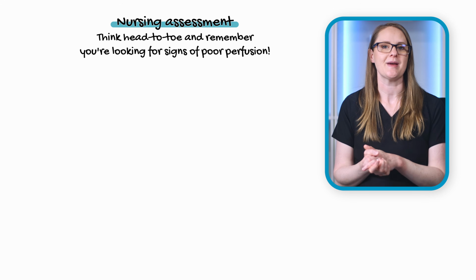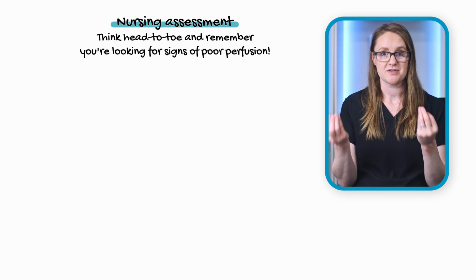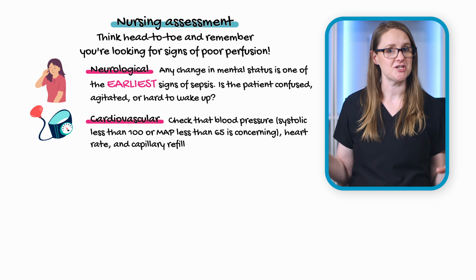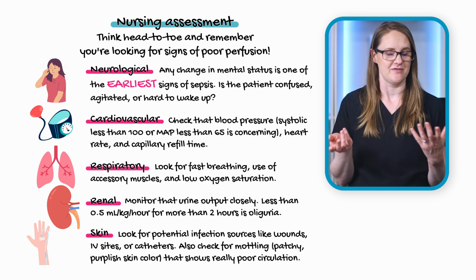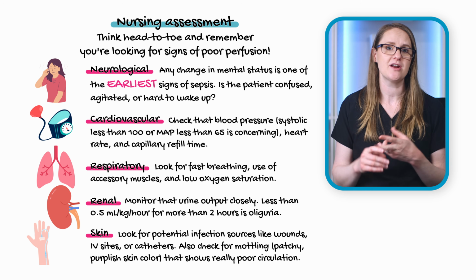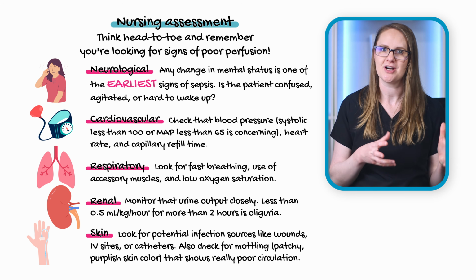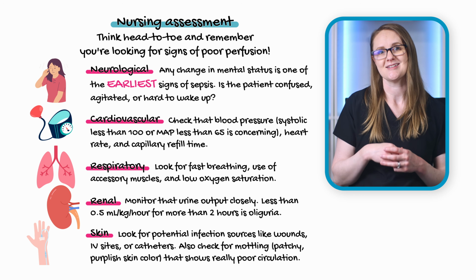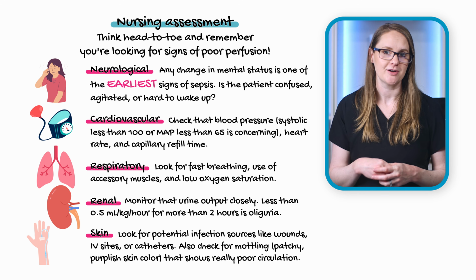Now for your nursing assessment, let's think of head to toe, and remember that you're looking for those signs of poor perfusion. So neurological, we're looking for any change in mental status. This is one of the earliest signs of sepsis. Is the patient confused, are they agitated, or are they hard to wake up? And then cardiovascular signs, check that blood pressure. We're looking for a systolic less than 100 or a MAP less than 65. Those are concerning. Watch their heart rate and their capillary refill time.